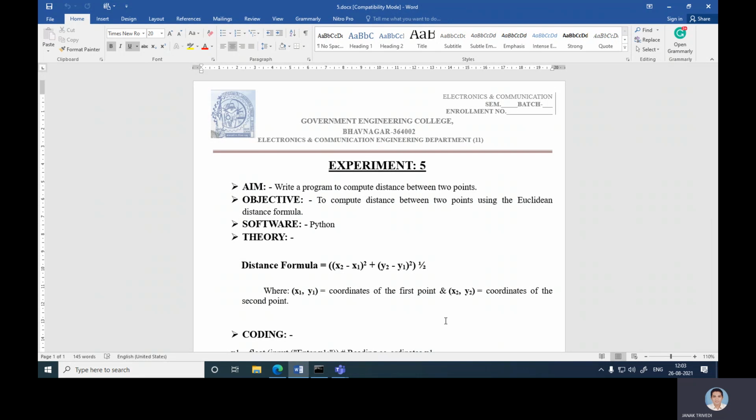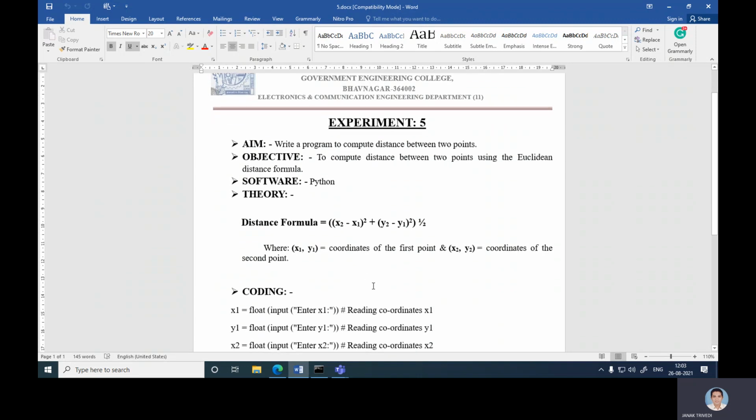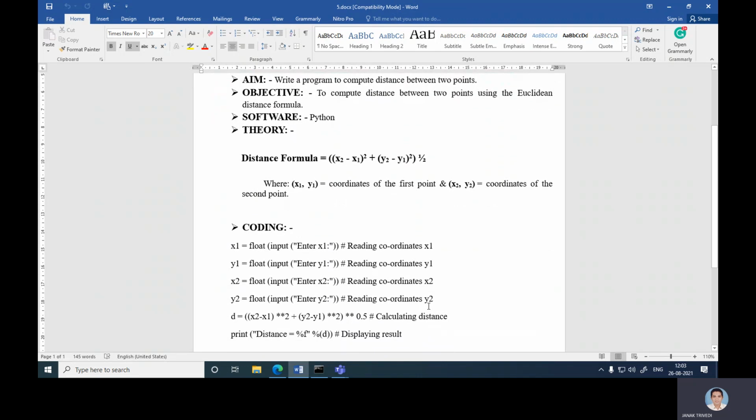Understand how to compute distance between 2 points using Python software. In this calculation, we have used the basic equation of the Euclidean distance formula, that is the square root of (x2 minus x1) square plus (y2 minus y1) square, where x1 and x2 and y1 and y2 are the coordinates of the respective first and second point. This is the coding to compute distance between 2 points.